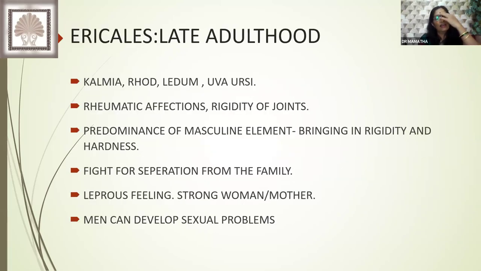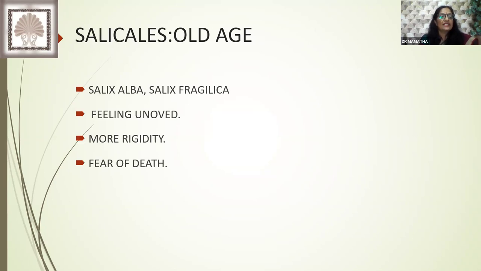So the next order would be Ericales. This covers the late adulthood stage of infancy. Kalmia, Rhododendron, Ledum, and Uva ursi are the main drugs. Rheumatic affections, rigidity of joints, predominance of masculine elements, bringing in rigidity and hardness. Fight for separation from the family, leprous feeling, strong woman or mother. These people can be very strong women. Men can develop sexual problems at this stage. And also Salix alba, Salix fragilis, feeling unloved, more rigidity and fear of death.